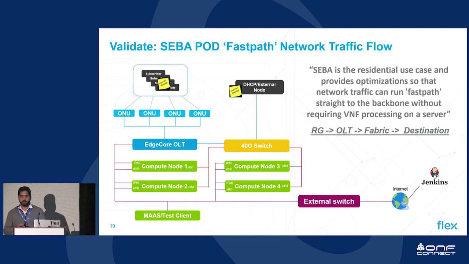Now, what is the test plan for this? In this test plan, what we want to validate is, in a SEBA pod, whether the fast path, which is described from subscriber to external node, is followed or not. Is it taking the path from ONU to Edgecore to the 40 gig switch or the fabric switch and going back to the external node? This is what the fast path is, and there are no VMs servicing the subscriber traffic. So this is what we are trying to validate in this test plan.